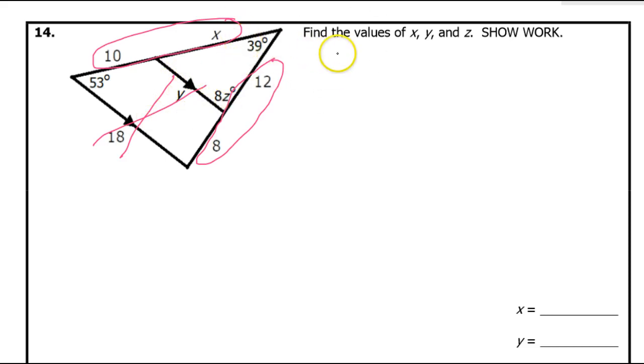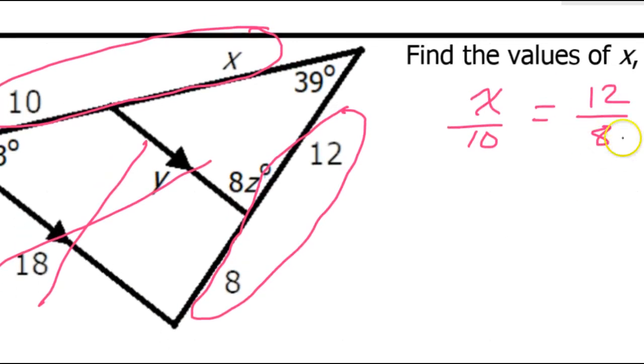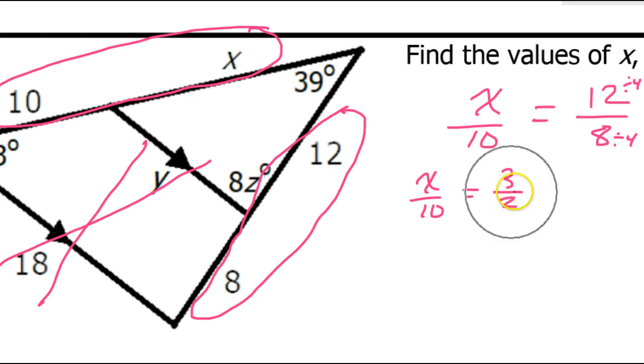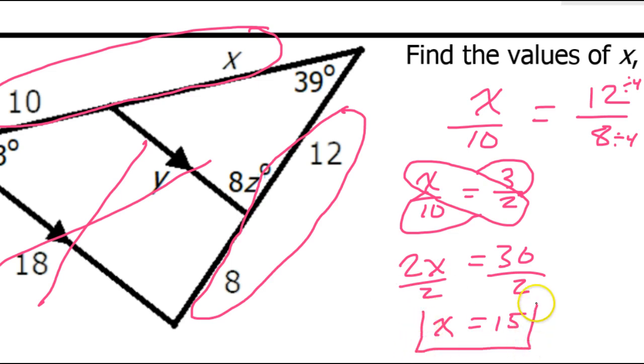But the side splitter theorem says that x over 10 should equal 12 over 8. Now, these are both divisible by 4. So if I divide by 4, that's going to give me x over 10 is equal to 3 over 2. And now I cross multiply. So I'm going to do this diagonal, and then I'm going to set that equal to this diagonal. So that's going to give me 2x is equal to 30. And then if I divide both sides by 2, I get x is equal to 15. So that's one of the 3 values that I was supposed to find.